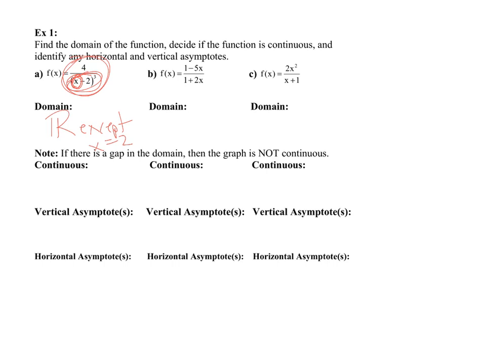How about for the next one? What makes this expression undefined? In other words, when is the denominator equal to 0? Just set the denominator equal to 0 and solve it, and you'll get x equals negative a half. So it's all real numbers except x equals negative a half. And then for the next one, same deal. What makes the denominator 0? What makes the expression undefined? It's all real numbers except x equals negative 1.